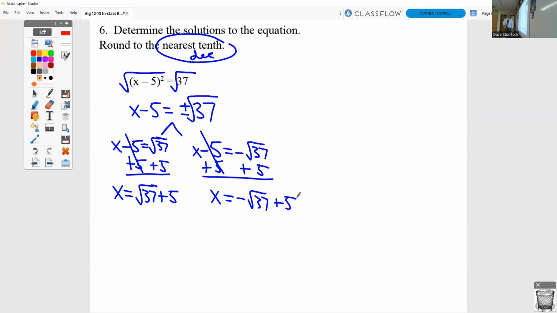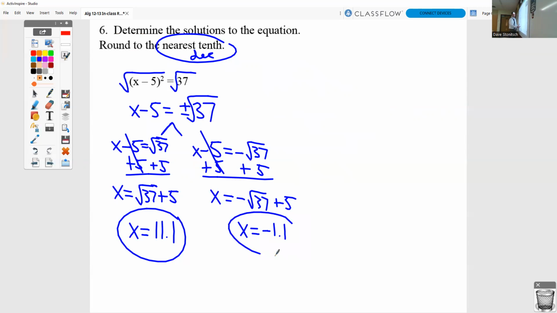Now, you want to turn them into decimals. Be very careful. When you type it into your calculator to make this into a decimal, we want to type in second x squared to get your square root symbol, 37, but then you want to use the arrow pad and tab out of it to do the plus 5. Make sure that your plus 5 isn't underneath the square root symbol. It needs to be outside, so you need to use the arrow pad and tab out of it. So radical 37 plus 5 is approximately, when you round to the nearest tenth, 11.1. Negative radical 37 plus 5, again, tab out of it, and you get negative 1.1.